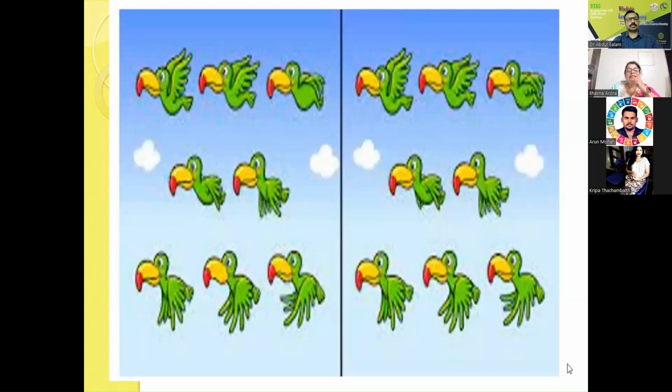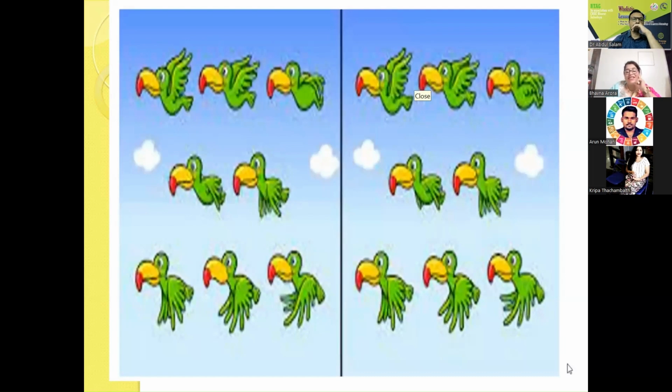Yes. What is the difference? One difference, if you can tell me, between two pictures. Third bird, wings in the first row. That's how children also respond in a class, you know?